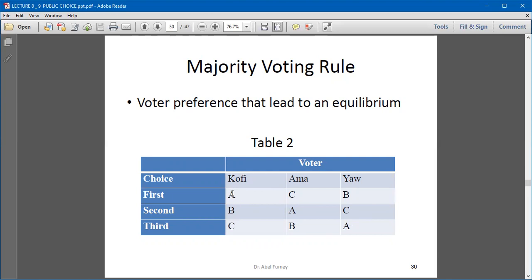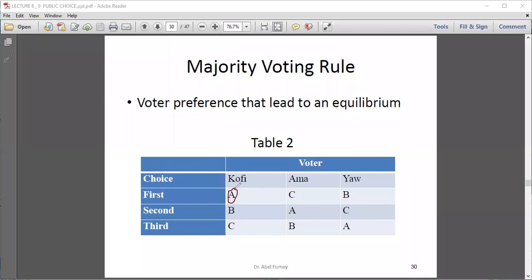Let's do election between A and B. If we do it between A and B, Kofi is going for A, Ama is going for A, and Yao is going for B, which means that here A is winning. So between A and B, we'll go for A. Now, what if we do between B and C? For B and C, Kofi will go for B, Ama will go for C, and Yao will go for B. So you see that between B and C, B is winning. Let's not forget between A and B, A won, and now between B and C, B is winning.